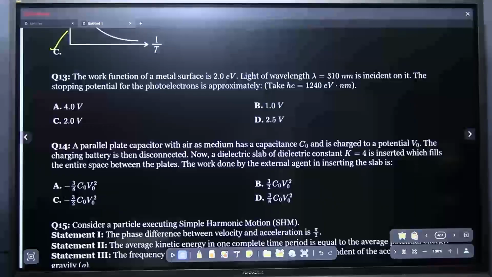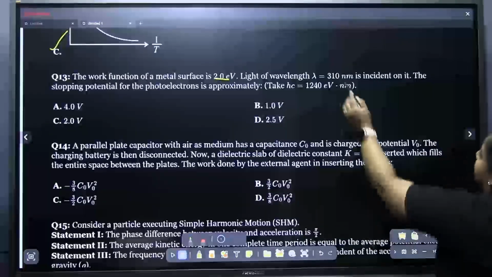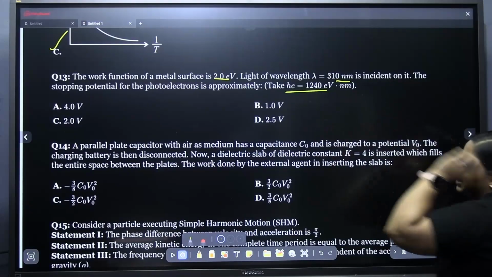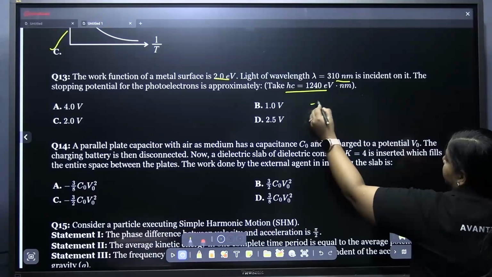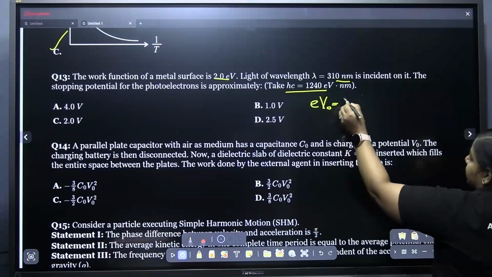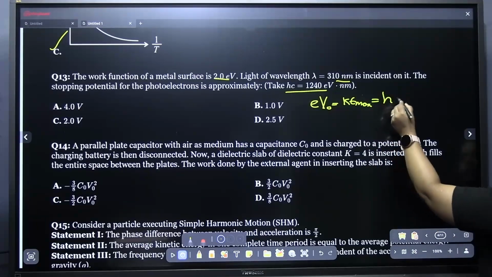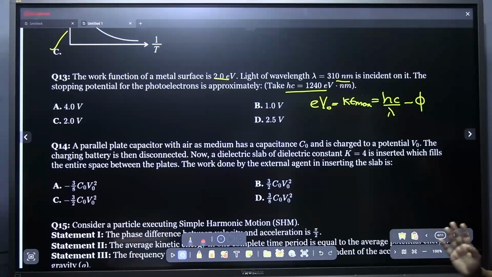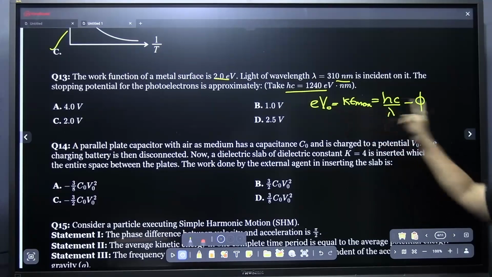Next, the work function of a metal surface is given as 2 electron volt. Light of wavelength 310 nanometer is incident on it. The stopping potential is? Since they have already given hc in electron volt, you can find it easily. Stopping potential into e is equal to maximum kinetic energy, which is equal to hc by lambda minus phi. This is our formula. So kinetic energy max we don't have to find, directly equate it.